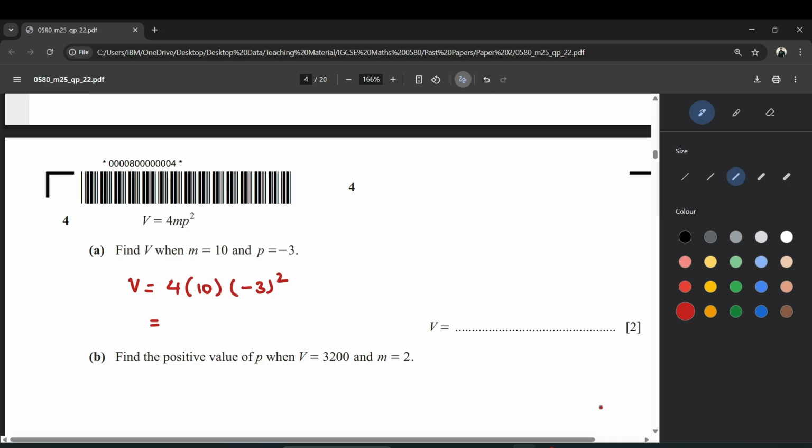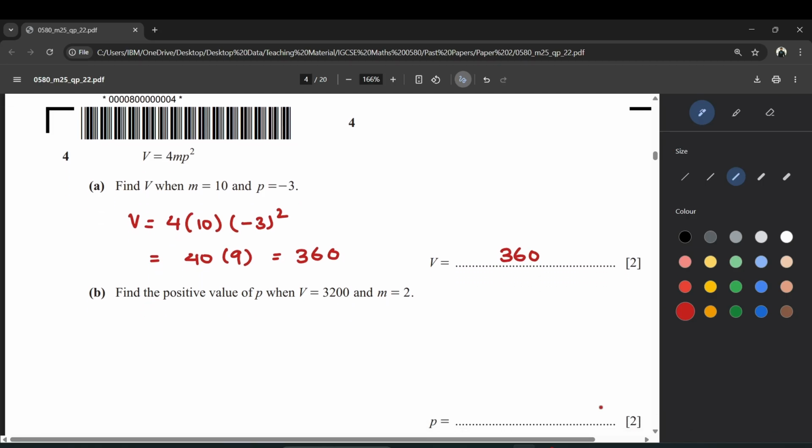4 times 10 will be 40, and minus 3 squared will be 9. 9 times 4 is equal to 36, and then I'm just going to add 0 at the end. So the answer is going to be 360.